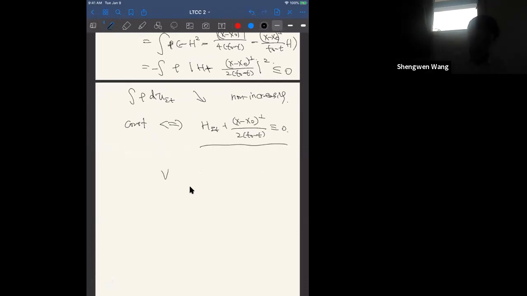And the velocity vector now is equal to the position vector, so the normal velocity vector is equal to the normal part of the position vector divided by 2 times (t naught minus t). So you can view that the velocity vector is actually equal to the position vector.